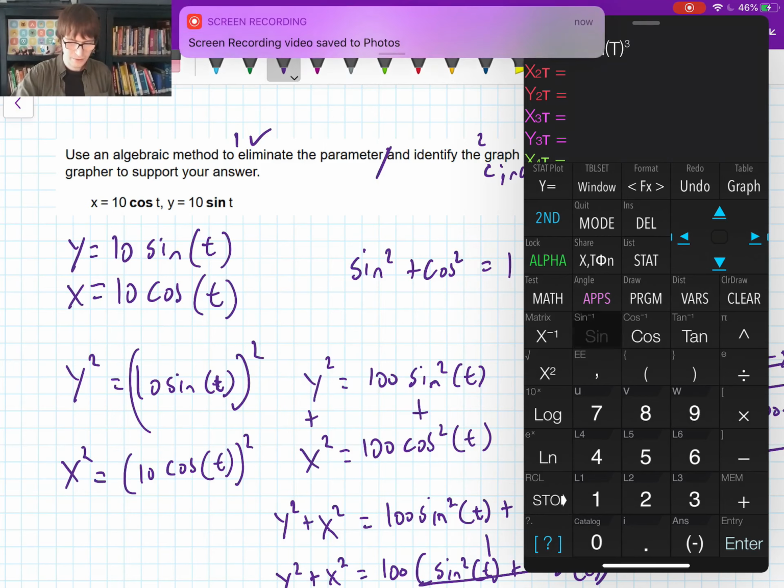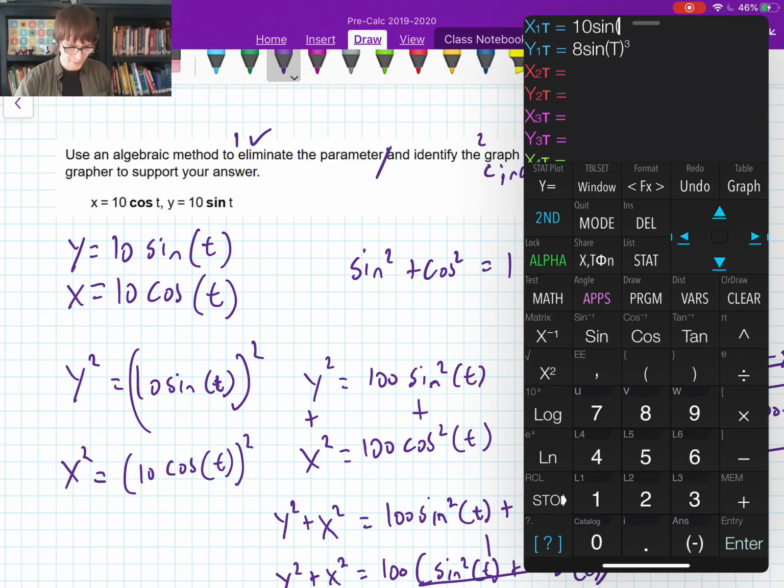Finally, 10 sine t, and then we have 10 cosine t. I hope that's not this recording, because I'm still recording. If you couldn't see the notification, it said that it finished putting a recording into my recordings.